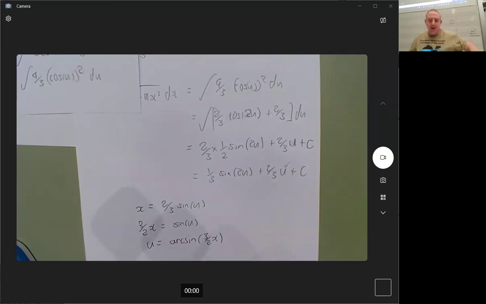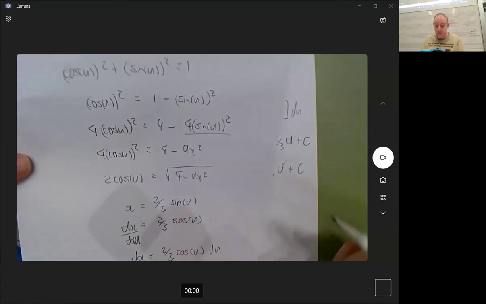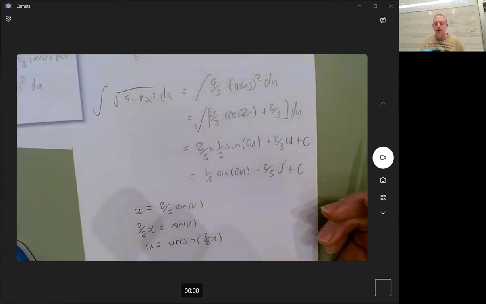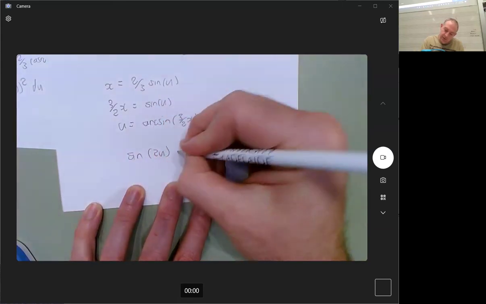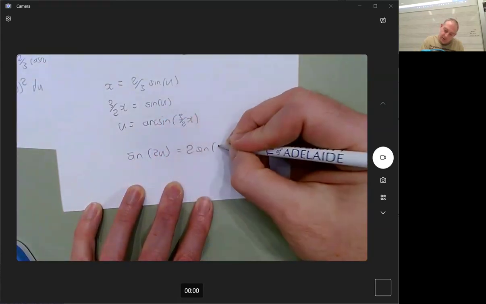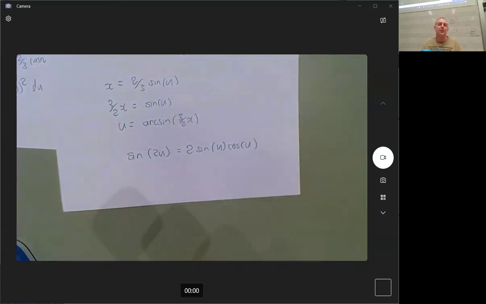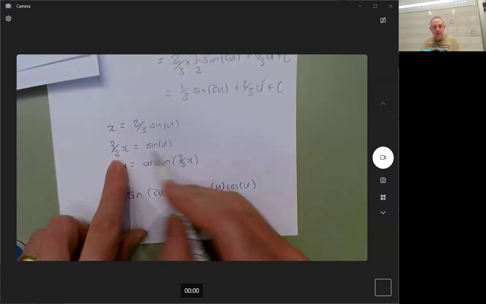Good. Now I have to deal with the sine 2u. I do not have sine 2u written anywhere in my calculations earlier. I have sine u. Okay. Sine of 2u. Double angle formula for sine. And I know what sine of u is because I wrote that sine of u is 3/2 of x.